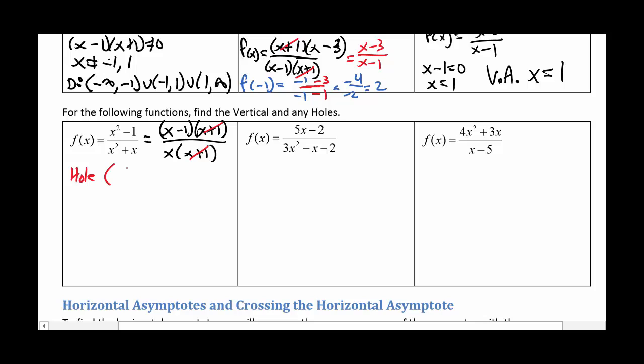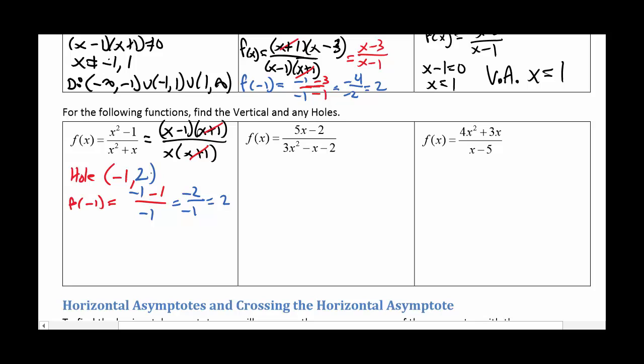So we have a hole at, where would x plus 1 cross the x-axis? That's at negative 1. So at negative 1 comma something. And I want to figure out what that is. So f of negative 1 in the reduced form. I'm going to subtract 1 off of negative 1, so negative 1 and negative 1. Work that out, I get negative 2 over negative 1, which is positive 2. So I have a hole at the ordered pair negative 1, 2.